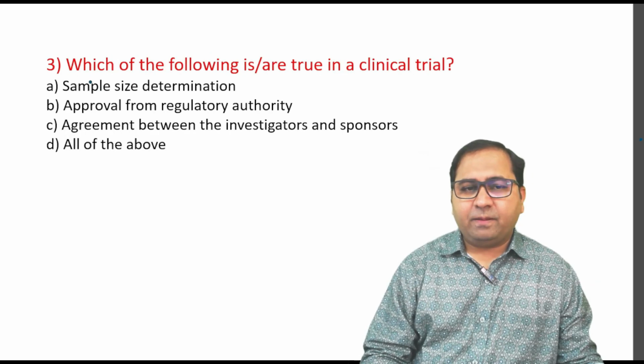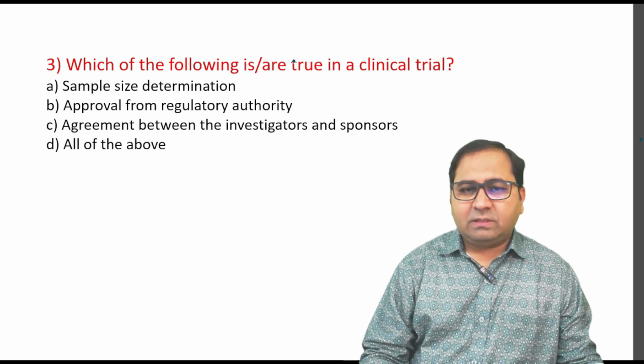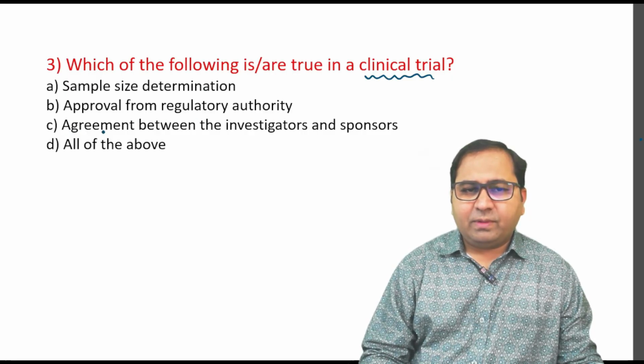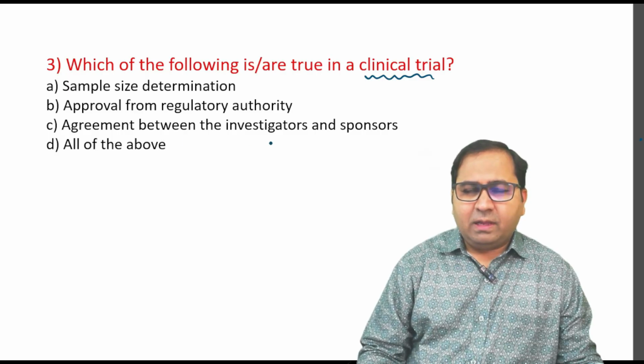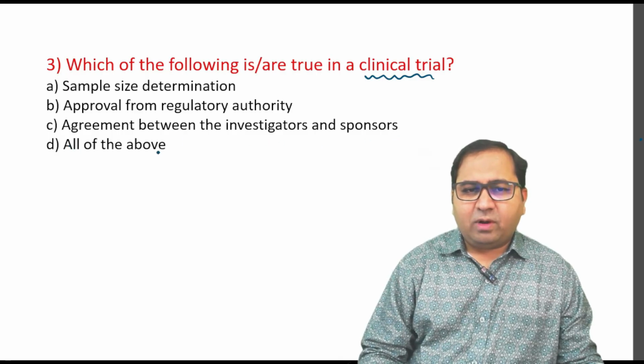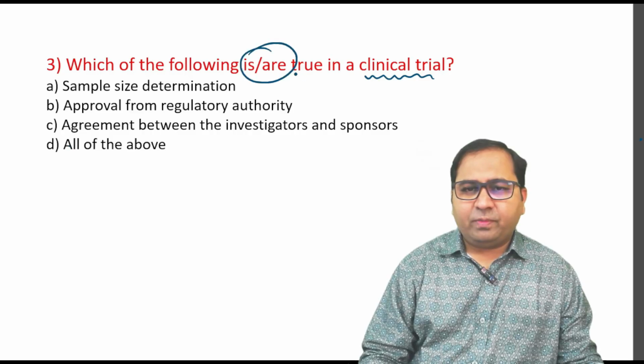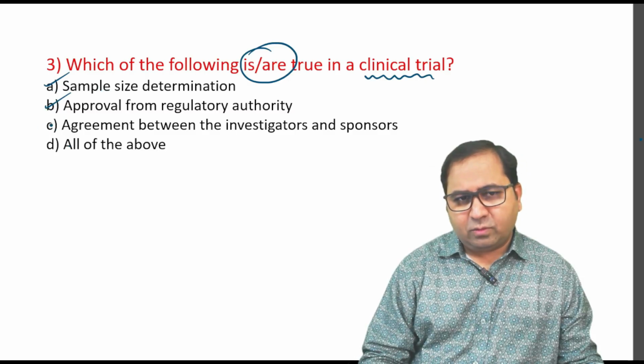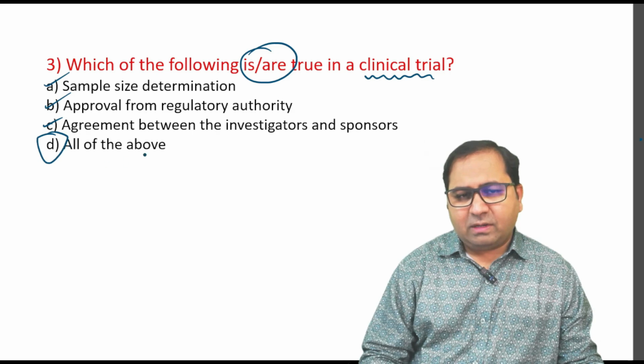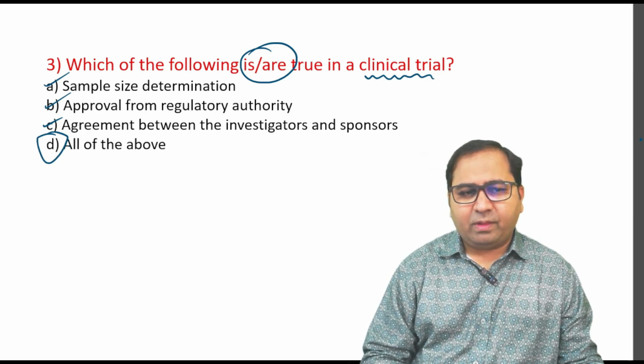Then next, which of the following is or are true in the clinical trial? The options are A, sample size determination, B, approval from regulatory authority, C, agreement between the investigators and sponsors, or D, all of the above. So what are true in the clinical trial? Sample size determination is true. Approval from the regulatory authority is required, so true. Agreement between the investigators and sponsors is also true. So all of the above statements are true.